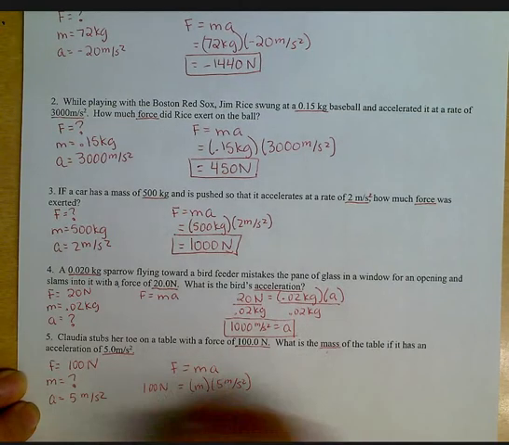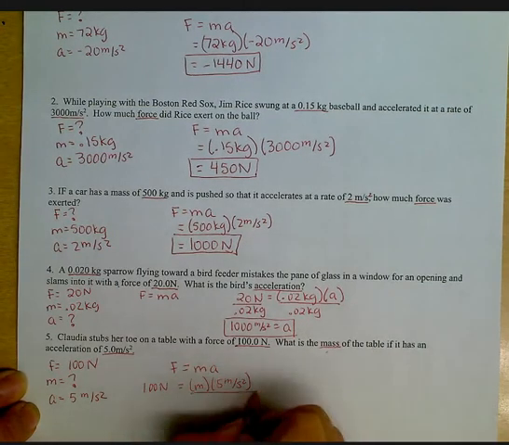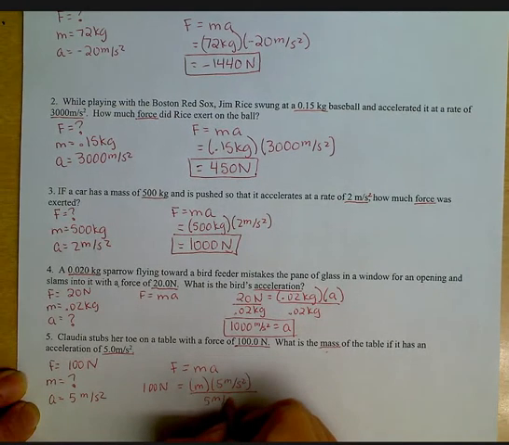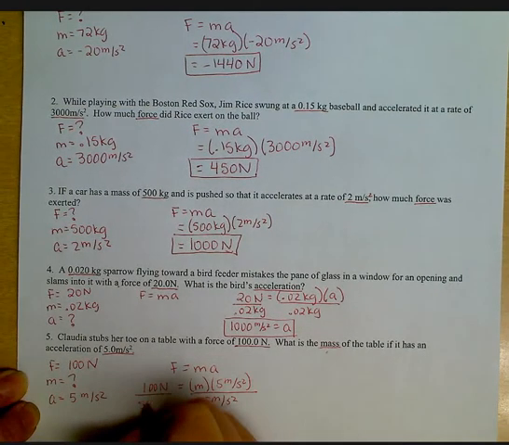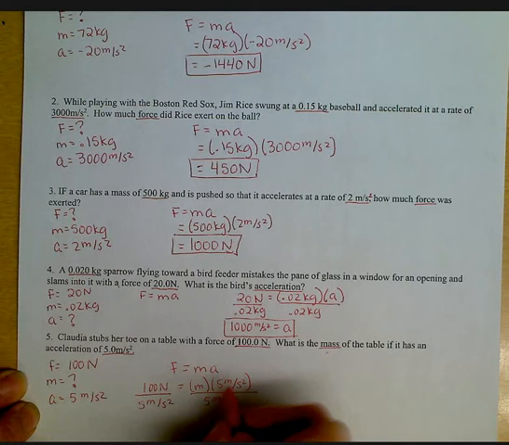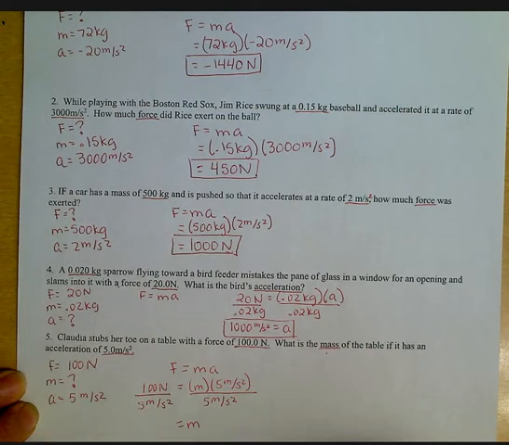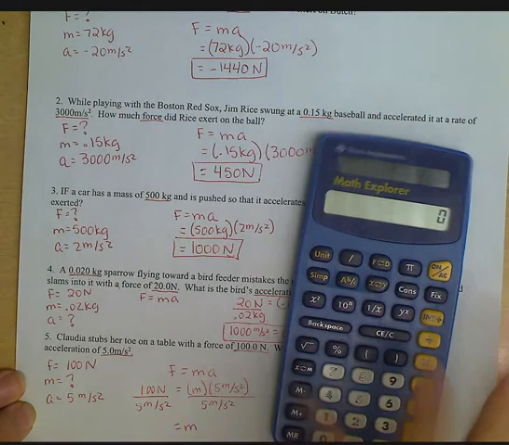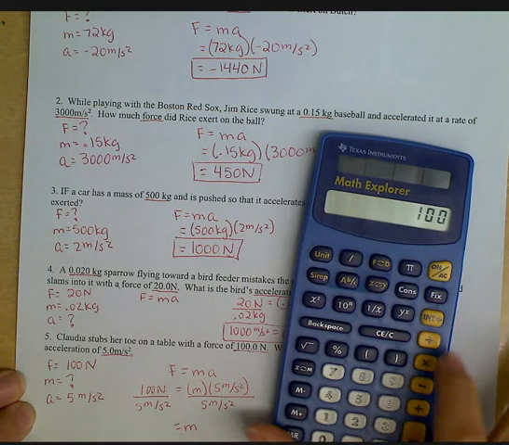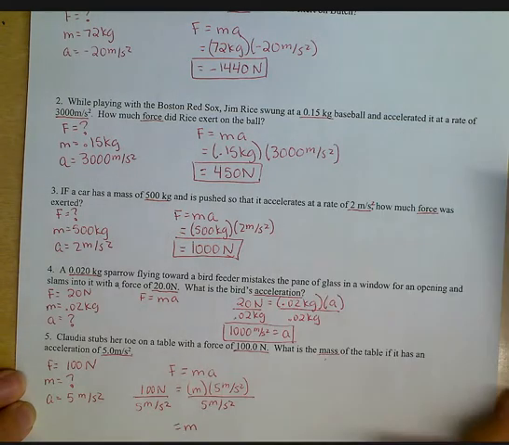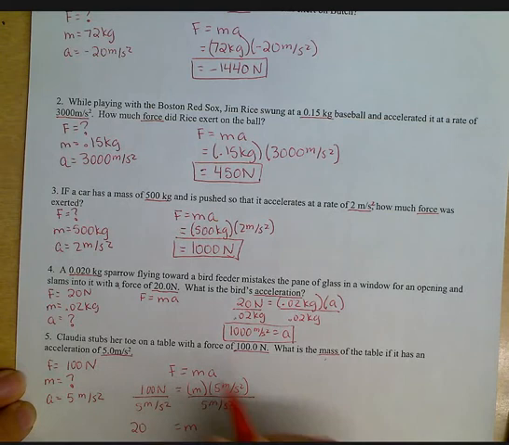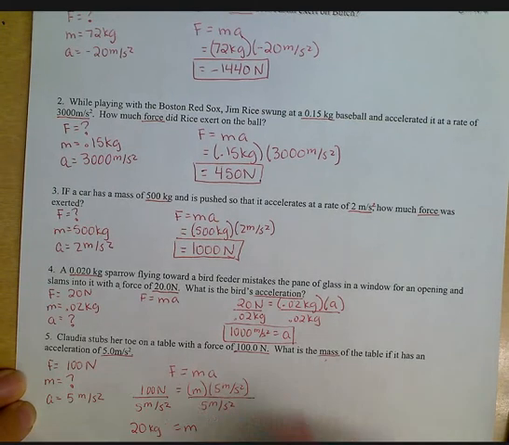And I'm going to divide each side by that 5 meters per second squared. You can go ahead and plug it into your calculator if you're not comfortable. It'll give us 20, and we know that our unit here is kilograms. Again, you could just memorize that, or you could break down newtons and cancel out the other units.